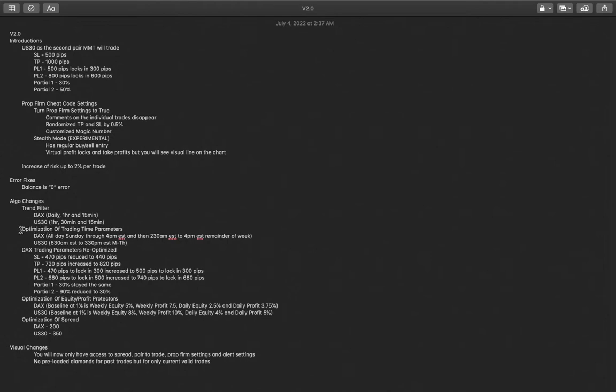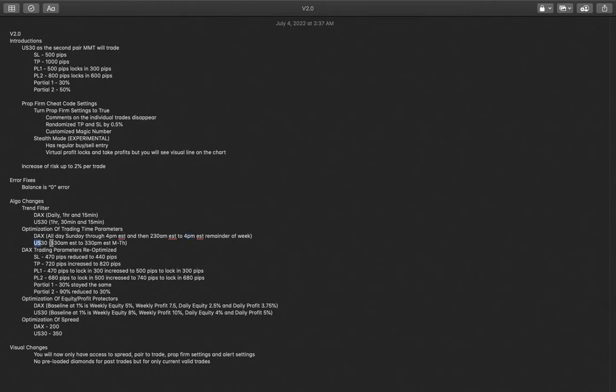Now, one thing we started to do is we started to optimize additional aspects of the settings to find the best setting so that you guys don't have to worry about trying to figure out what is the best setting. All right. So for DAX, we optimized the trading time parameters. So what time of day and what days of the week. All right. So for DAX, we trade all day Sunday through 4 p.m. Eastern. So when market opens Sunday to 4 p.m. Eastern on Monday, and then we trade 2:30 a.m. Eastern to 4 p.m. Eastern the remainder of the week. Yes, Monday through Friday. So DAX will trade Sunday through Friday.